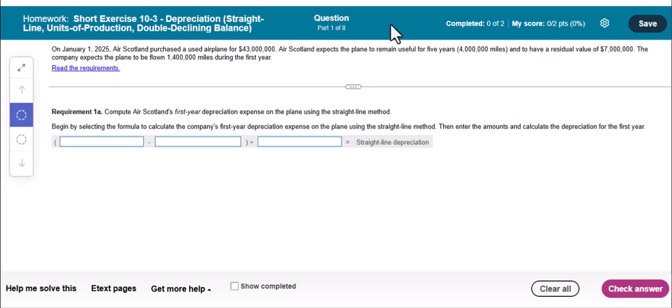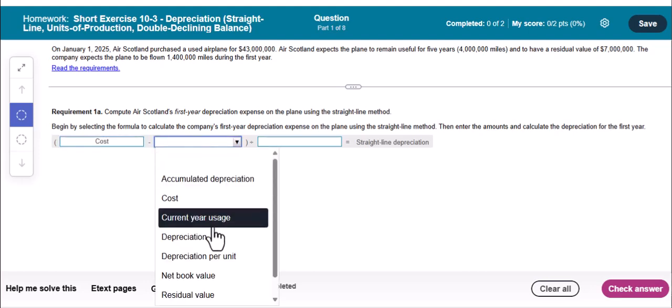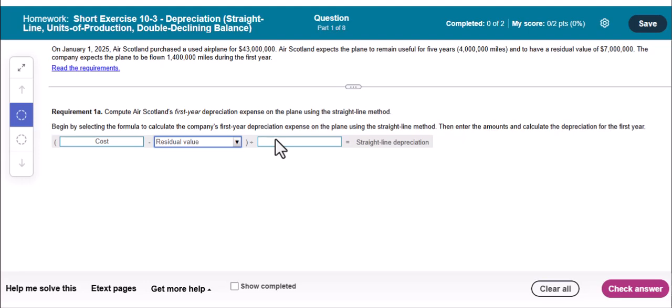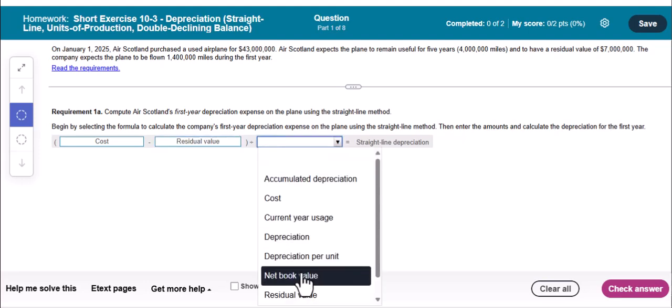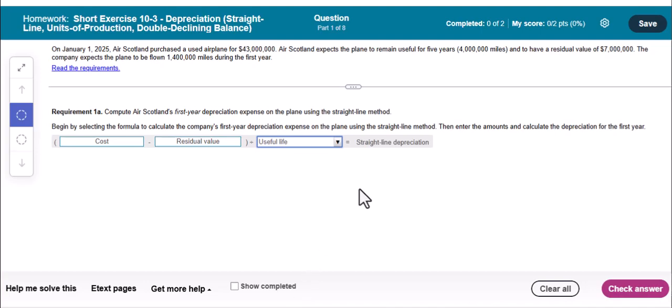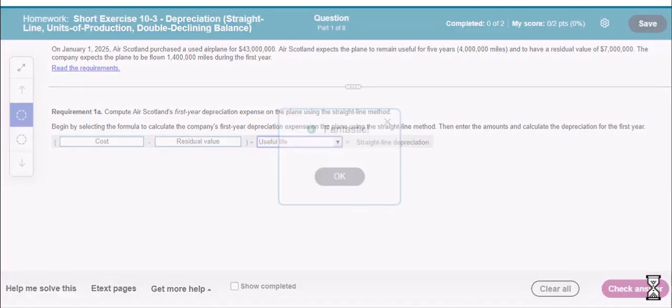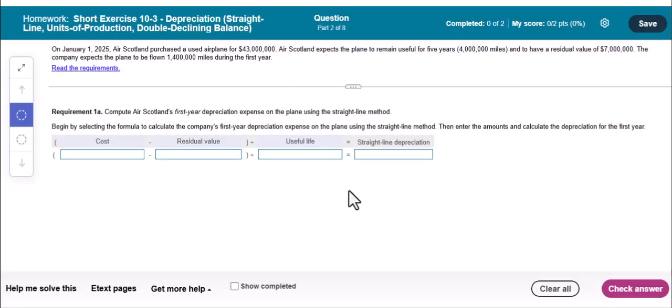So our first task is to enter the formula in words. So do you remember what the straight line depreciation formula is? It's the cost minus residual value, and some books will call that the salvage value, divided by the useful life in years. So we need to go ahead and plug in the cost here for the first portion, that residual value, divided by useful life. There at the bottom. Let's go ahead and check our answer. Fantastic.